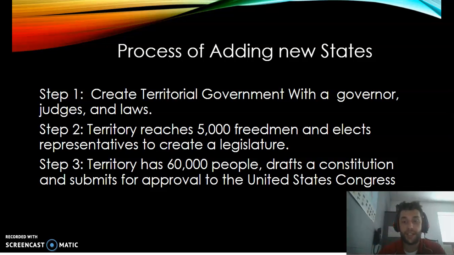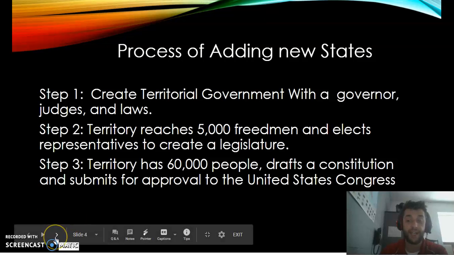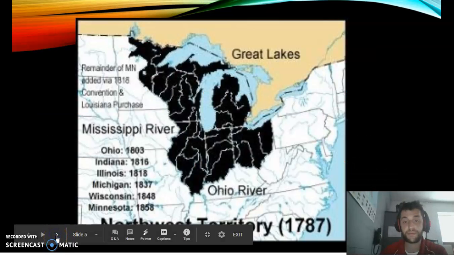Step two is the territory reaches 5,000 freedmen and elects representatives to create a legislature. All right, legislature being Congress or representatives that vote on new laws. Step three, the territory has 60,000 people, drafts a constitution, and submits it for approval to the United States Congress in Washington, D.C. If they like the Constitution, you get to be a state. It's not that hard, it's pretty simple, but always important to know.